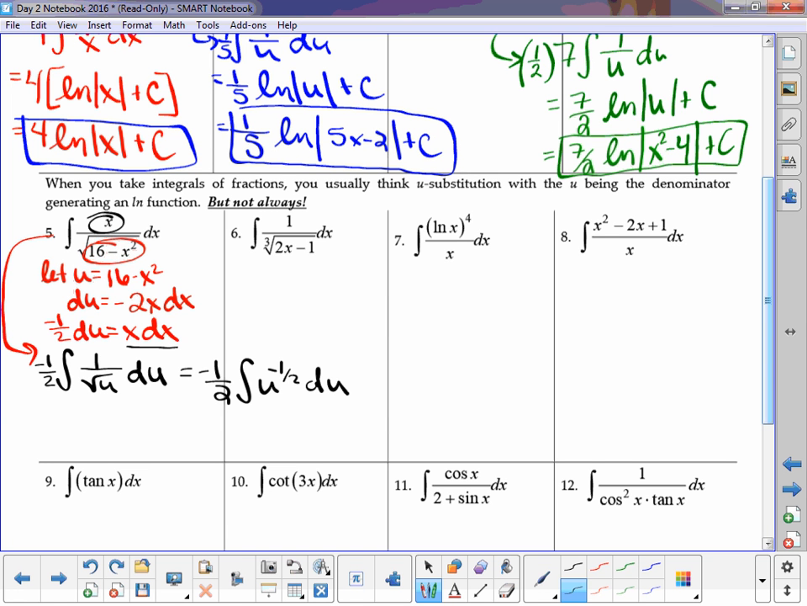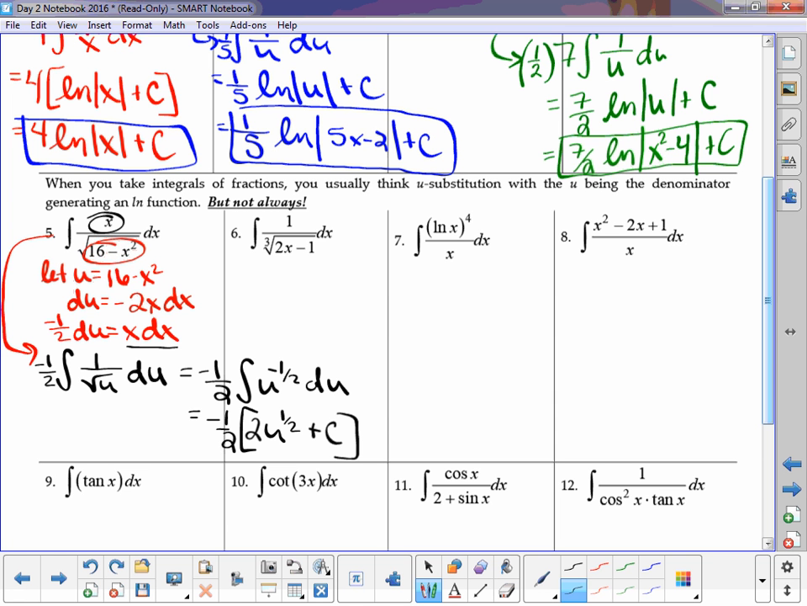So here I would just go ahead and add 1 to the exponent. So I have negative 1/2. Add 1 to my exponent: u to the positive 1/2. And divide by my new exponent, so I have 2. Notice natural log did not take any part in this whatsoever. So again, natural log is used when it's 1 over a power of 1. But otherwise, it's just your normal power rule. And if you're not sure, try the power rule. It won't work if you have to use natural log.